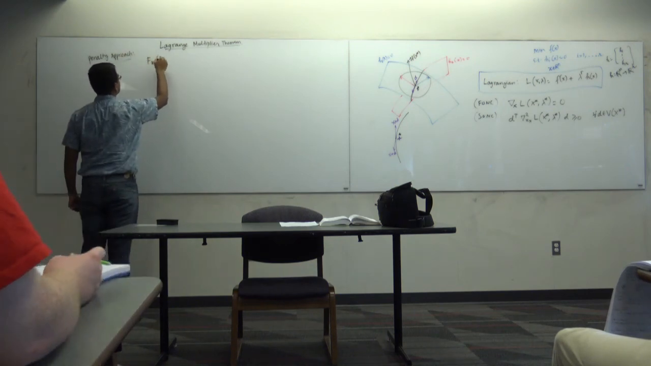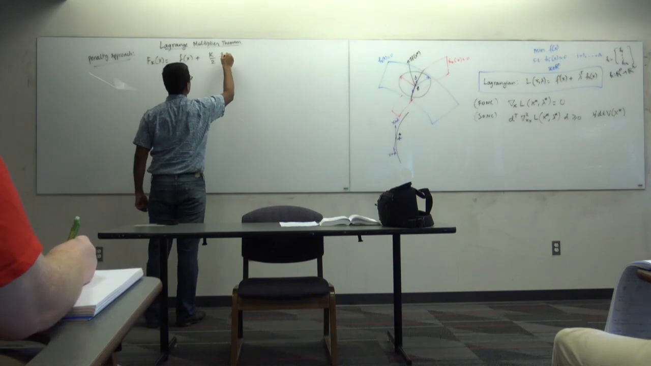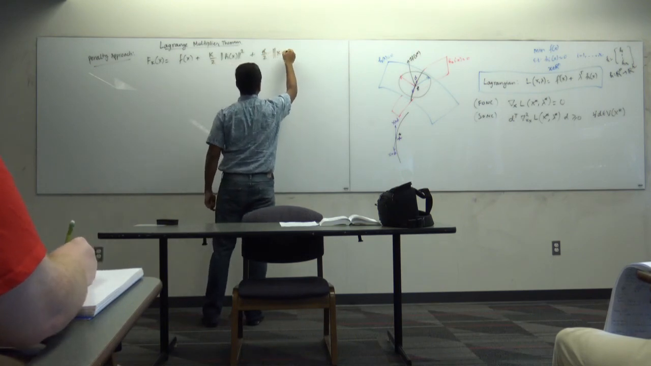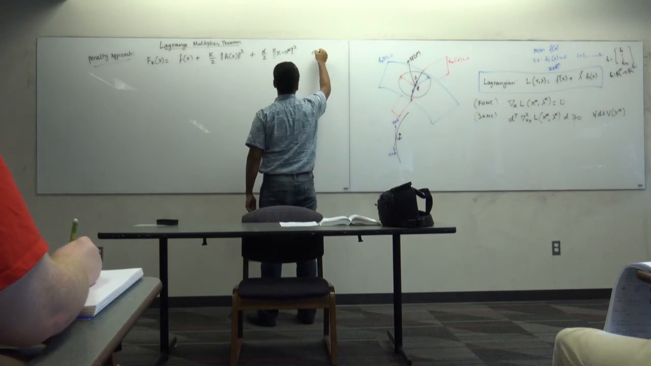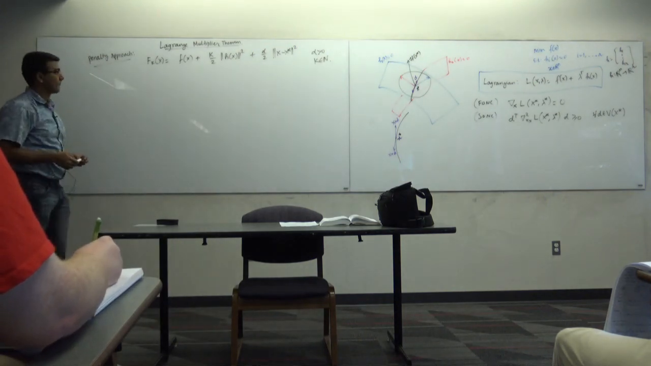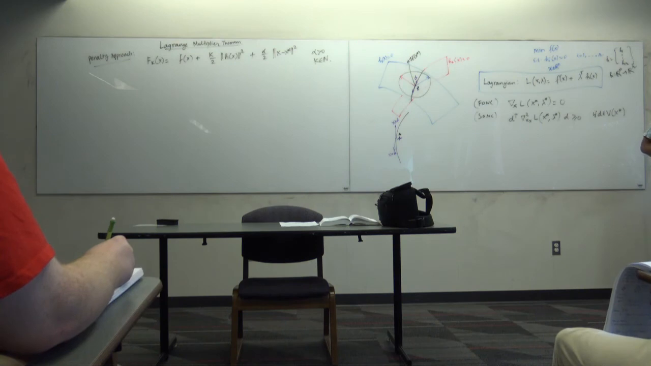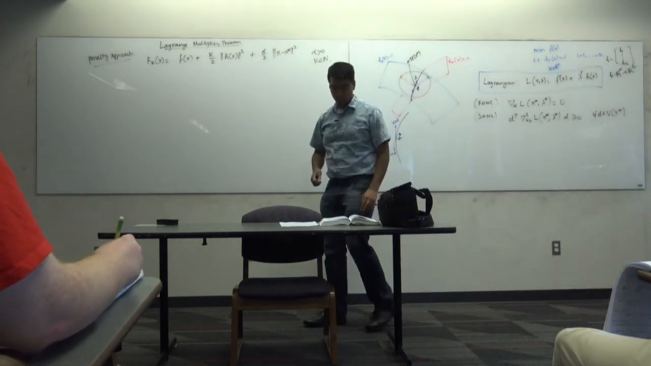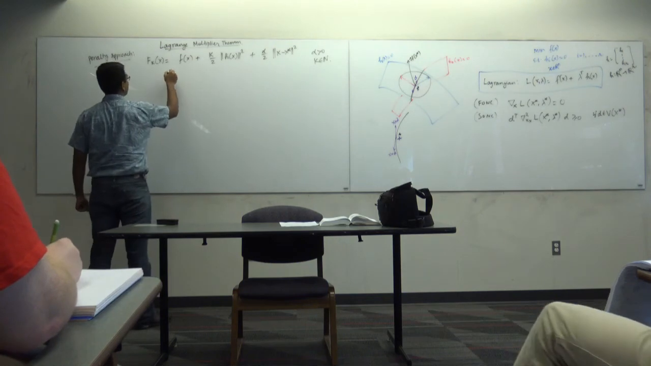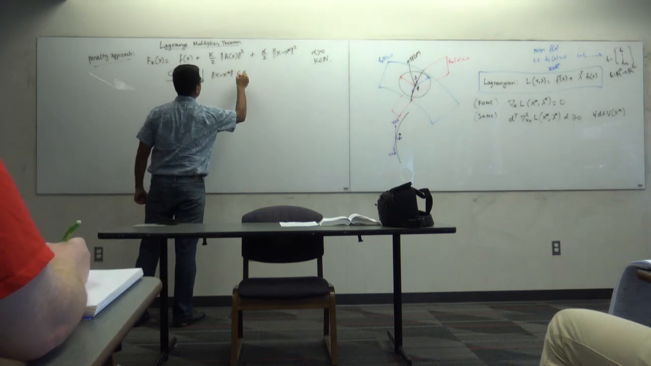I am going to define a function f_k(x), which is f(x) plus k over 2 times the norm of h(x) squared, plus alpha over 2 times the norm of x minus x star squared. Alpha is greater than 0, k is a natural number. Let me define a set S, which is the set of x such that the norm of x minus x star is less than or equal to epsilon.